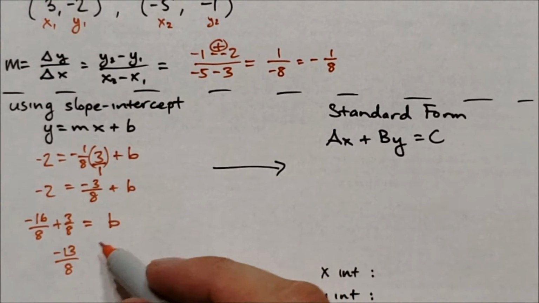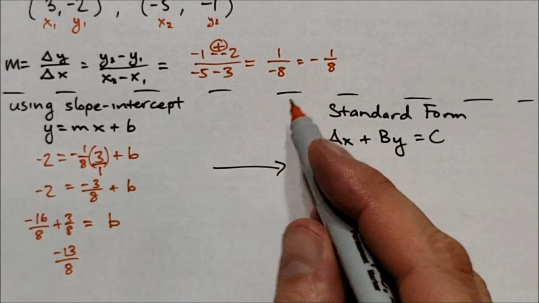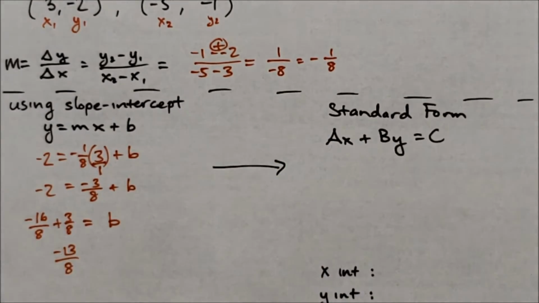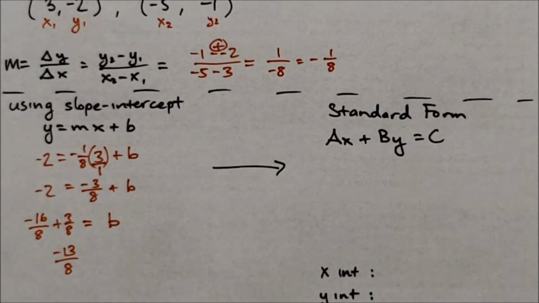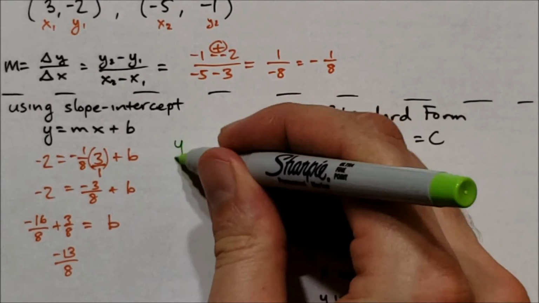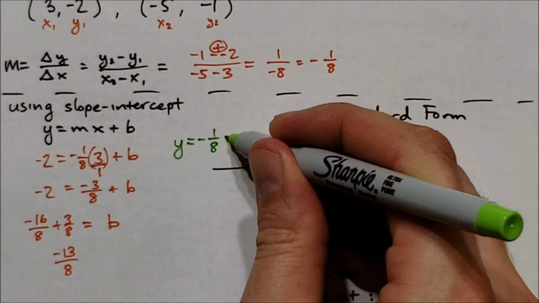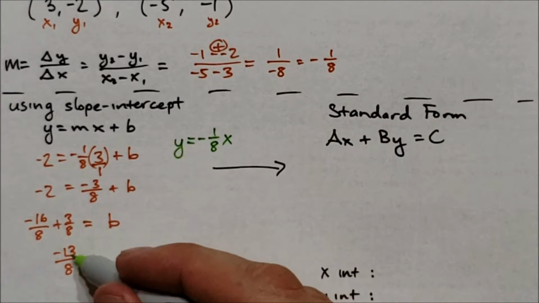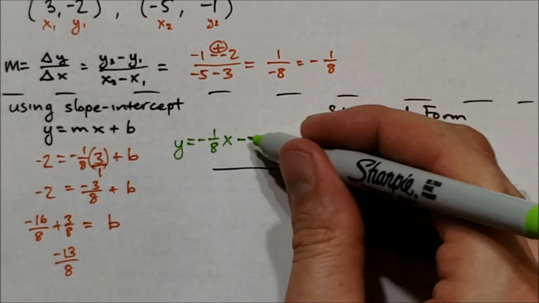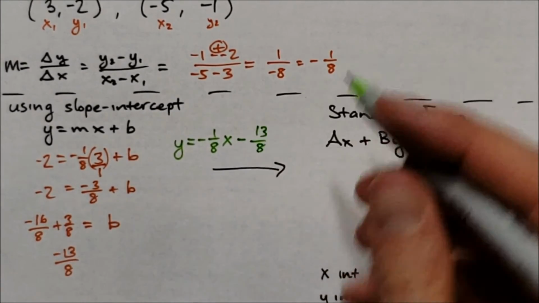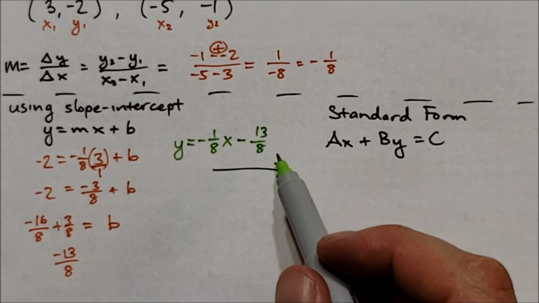All right, so we have b and we have m. That's enough to plug into our slope-intercept form, which is y equals the slope, negative 1/8 x, plus b, which is a negative 13/8, so minus 13/8.